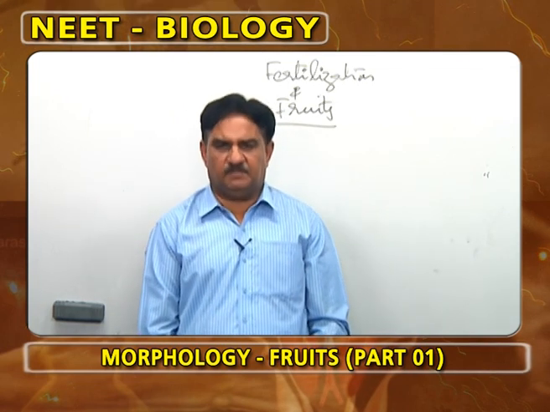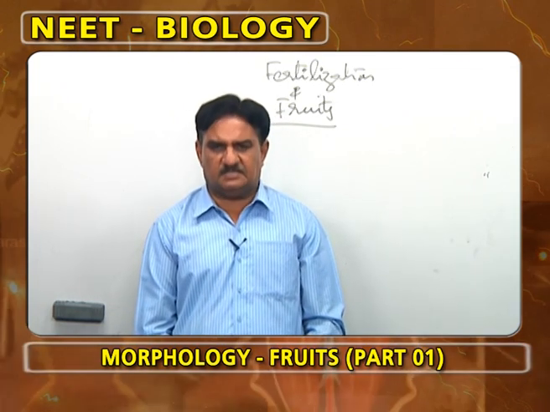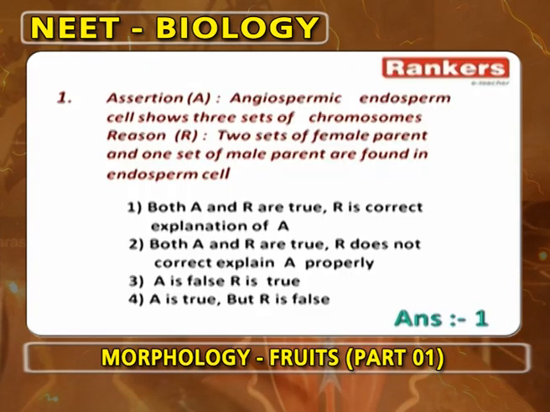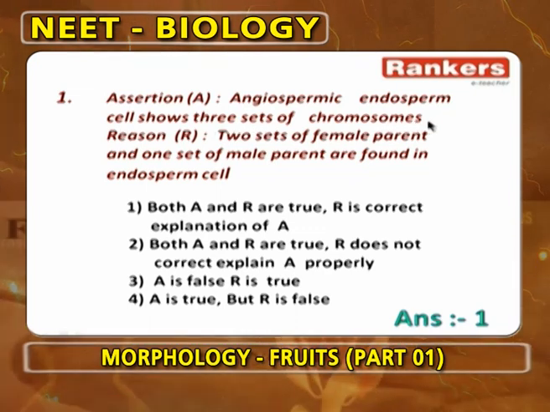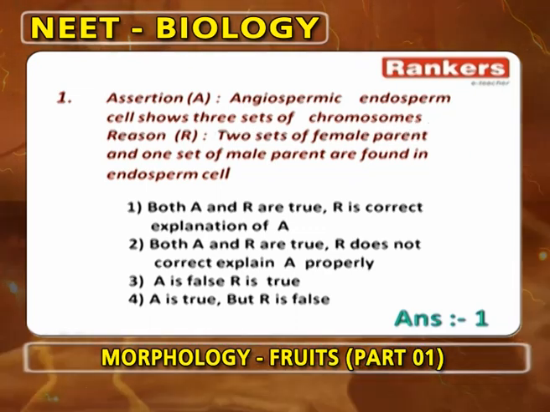Now, we discuss some of the important questions, some standard questions which were asked in previous years in the NEET examinations regarding fertilization and fruits. Question number 1, assertion: Angiosperm endosperm cell shows 3 sets of chromosomes.